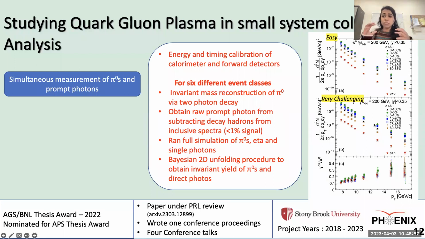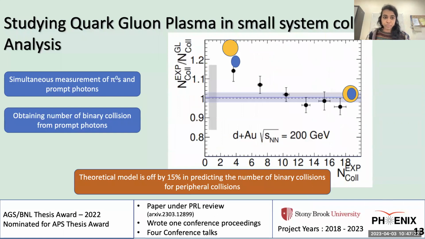It's challenging because most of the calorimeter is cluttered by information from decay photons, and thus requiring just a direct photon, which is a less than 1% signal, is where most of the challenge is. This entire analysis chain, from the calibration of the detector to simulation of the detector to understand detector efficiency and the ultimate obtaining of the invariant yield, was solely done by me.